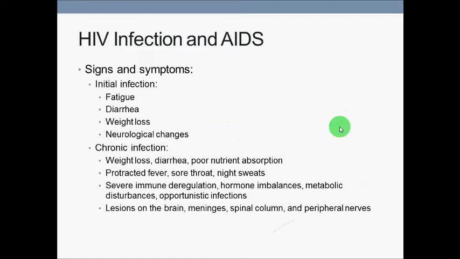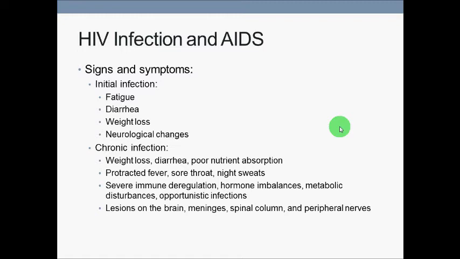Signs and symptoms of HIV infection include, with the initial infection, fatigue, diarrhea, weight loss, and maybe some neurological changes. So nothing really all that striking. But a chronic infection, a long-term infection, has more striking and unique signs and symptoms to it. Again, you have the weight loss, diarrhea, and poor nutrient absorption.